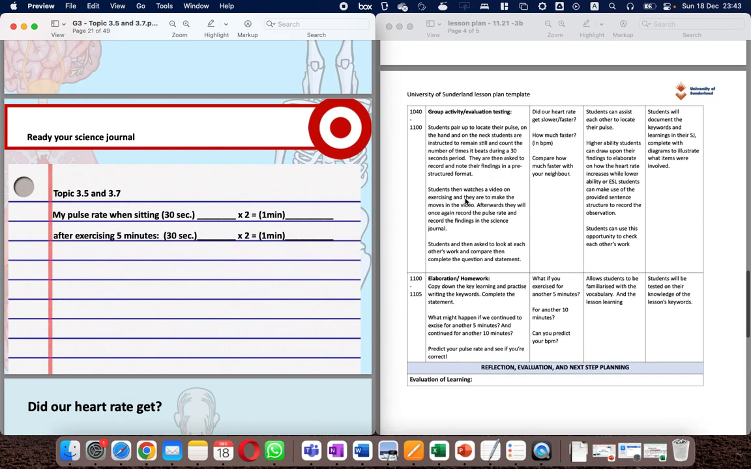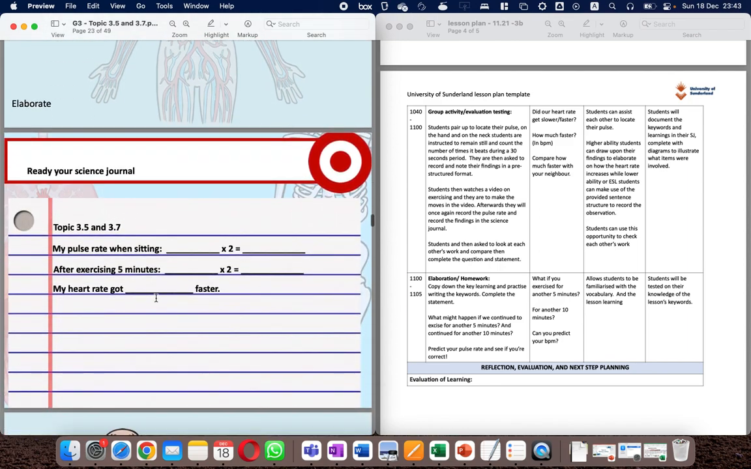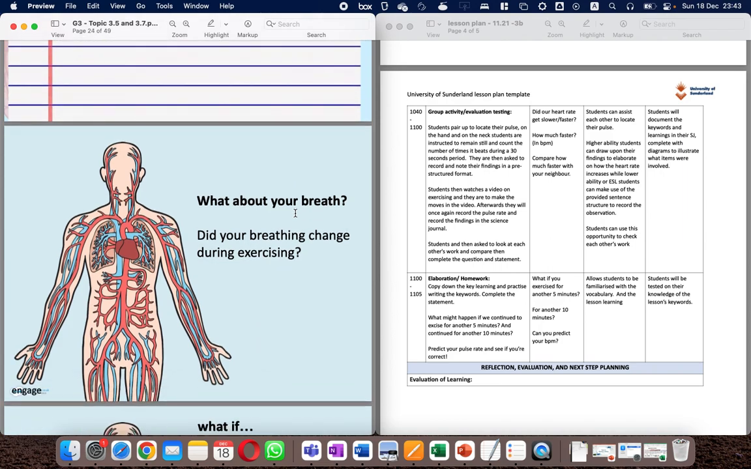And afterwards, there's some group work which will help them look at each other's work and compare. Who has what kind of heart rate? Did they get faster? Did they get much faster? How much faster? And the students can compare. Students love to compare. So this is again constructivist theory, drawing on real life examples, real life learning.